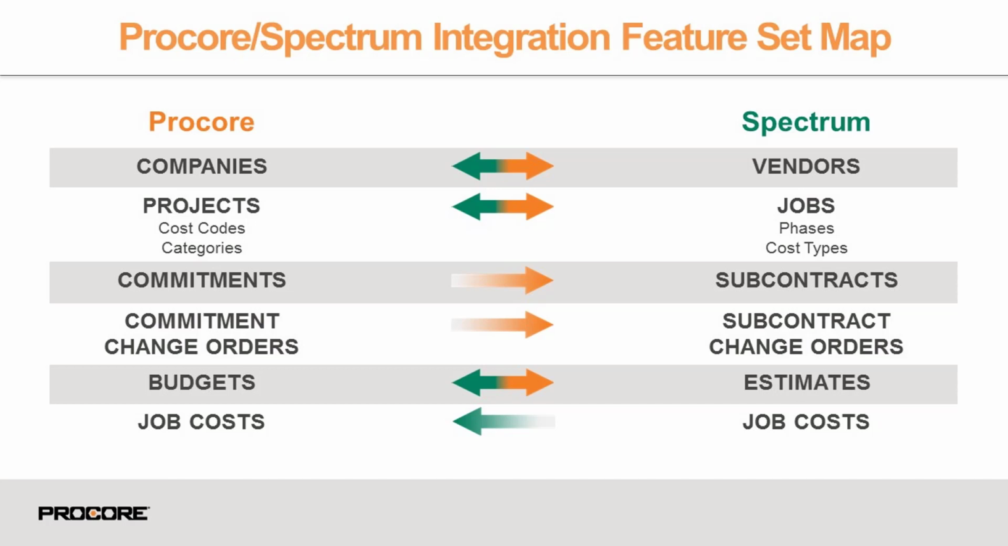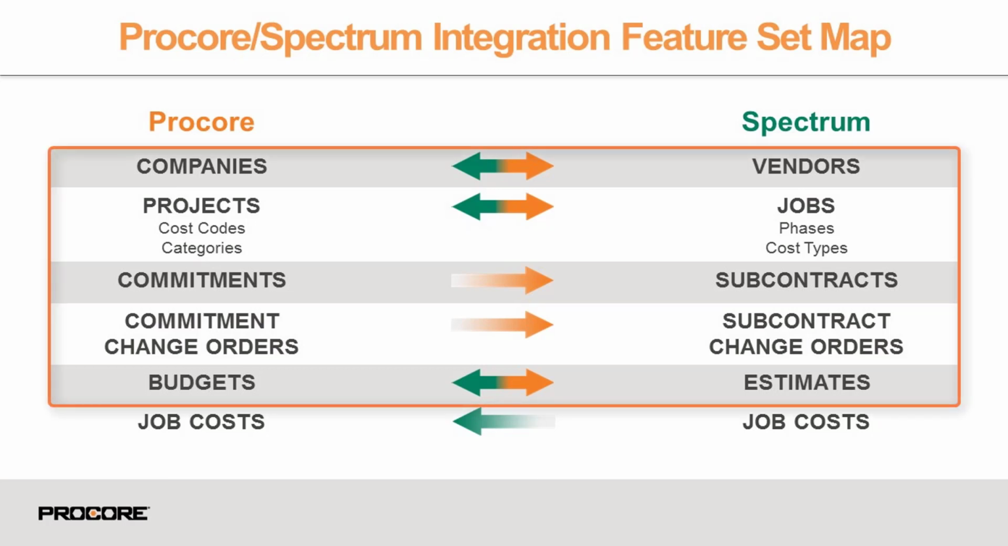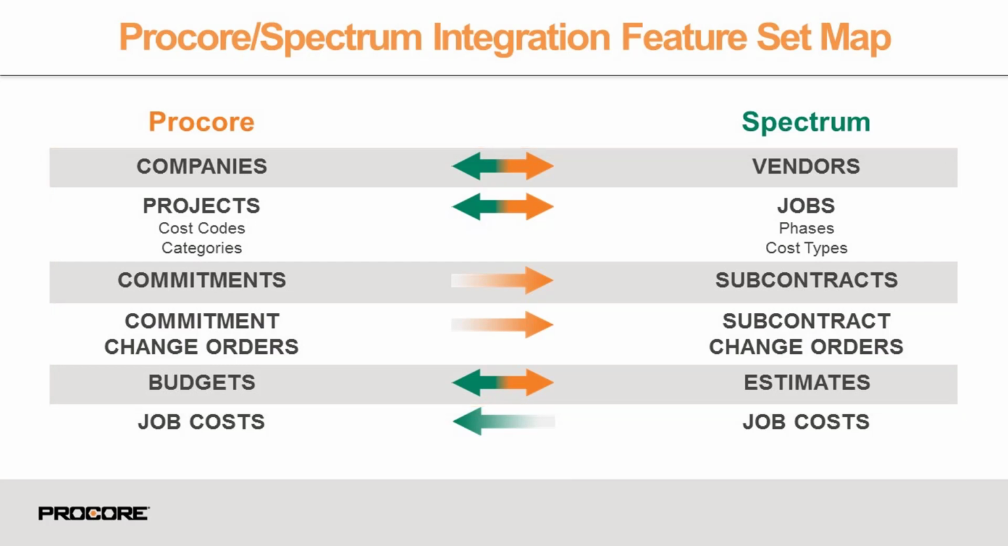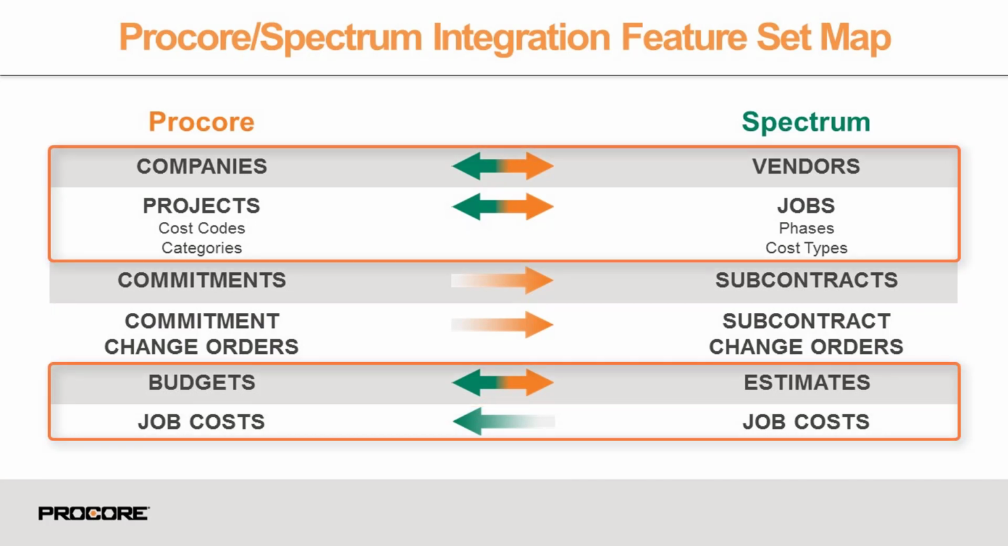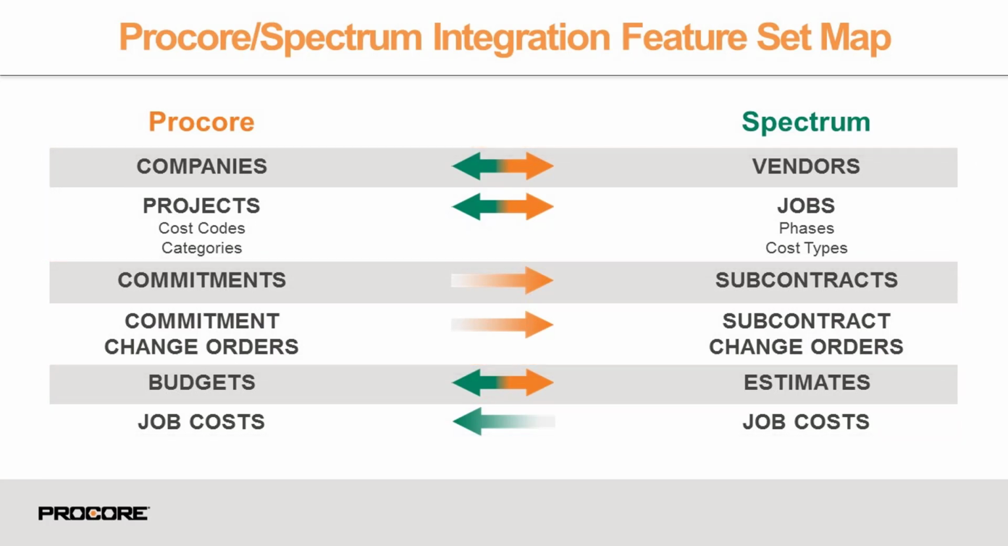These are the items that can be synced between your project management system in Procore and your accounting system in Spectrum. On this diagram, the items with an orange arrow pointing from left to right indicate those that can be created in Procore and exported or pushed into Spectrum. Those with a green arrow, going from right to left, indicate those items that can be created in Spectrum and then imported or pulled into Procore.